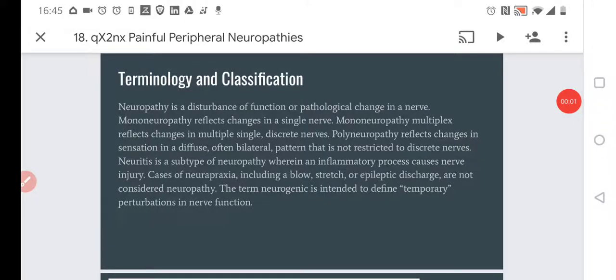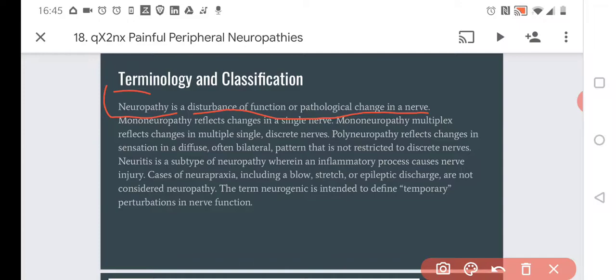So, some terminology. We already covered it in the section about definitions. You know that it's a relatively complex thing, so we will talk about this one more time. Neuropathy is the disturbance of the function or pathological change in the nerve. This is a very general definition. The further definitions we'll talk about will be far more precise.